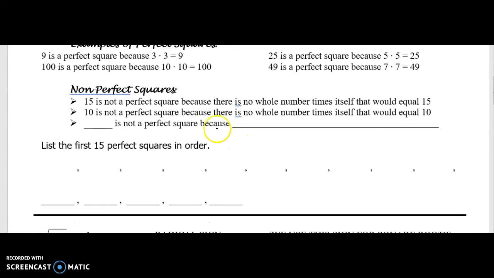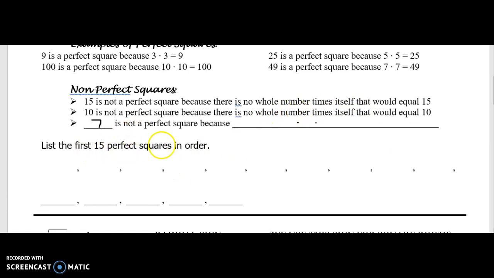Now, when we look down here, some non-perfect squares, 15, not a perfect square because no whole number times itself would equal 15. Okay, there is no 2 times 2 or 3 times 3 or 4 times 4. 10, not a perfect square. No whole number multiplied by itself equals 10. Can you think of a number that would not be a perfect square? I'm going to use one of my favorite numbers, 7. Is definitely not a perfect square because there is no whole number times itself that would equal 7. I'm going to put kind of ditto marks here, okay? But there is no whole number multiplied by itself would equal 7.